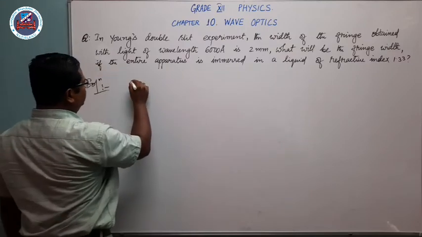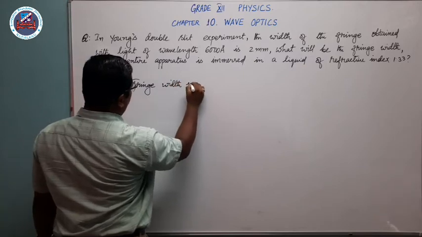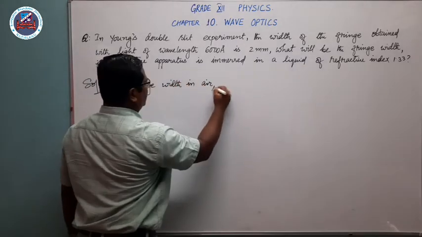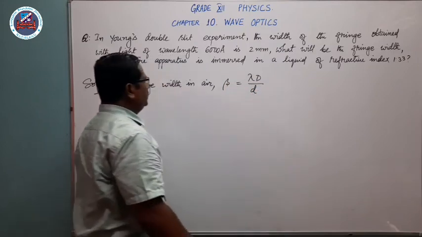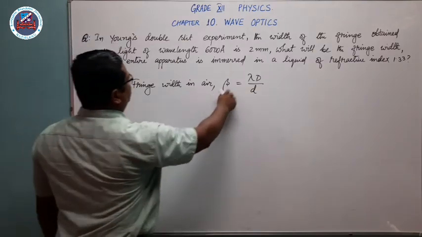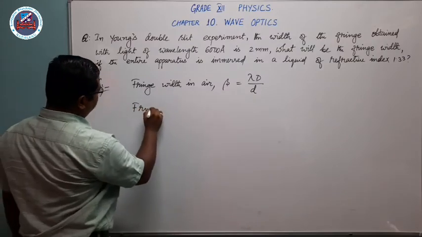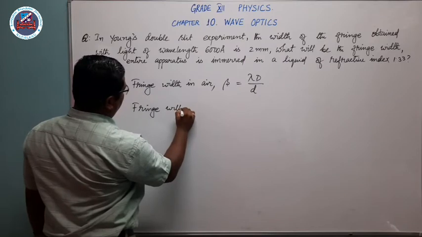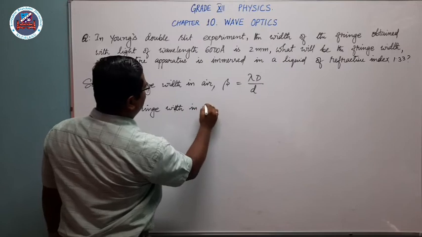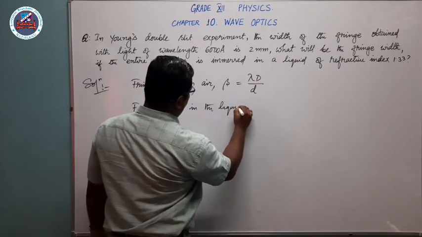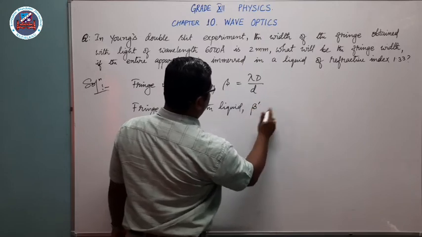Fringe width in air, let us take it as beta. Your formula is lambda D by d. This beta value you know is 2 mm, but I will put it afterwards. And the fringe width in the liquid, let us represent as beta dash or beta 1, either way you can represent.